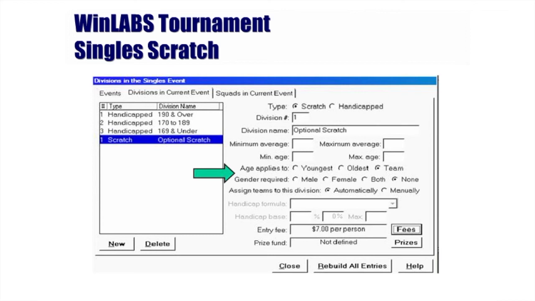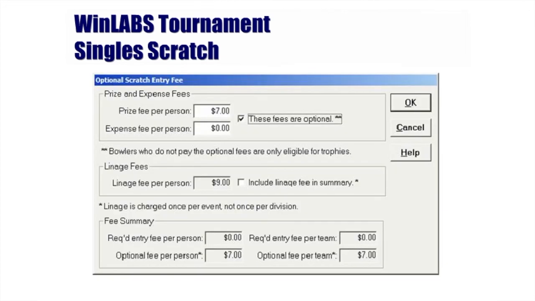WinLABS will place every bowler in this division even though participation is optional. What we will do next is indicate that the fees are optional. This will allow us to list only those that paid the fee when printing the standings. The single Scratch division in our tournament is for bowlers that want to optionally enter the Scratch competition. This division is similar to a virtual division because it will utilize the scores from the handicap events. Bowlers cannot enter this division without first entering the handicap event.